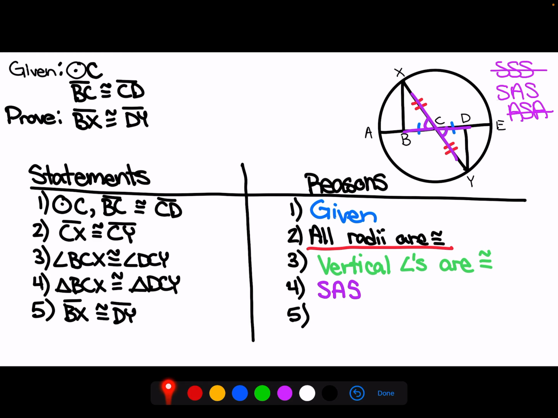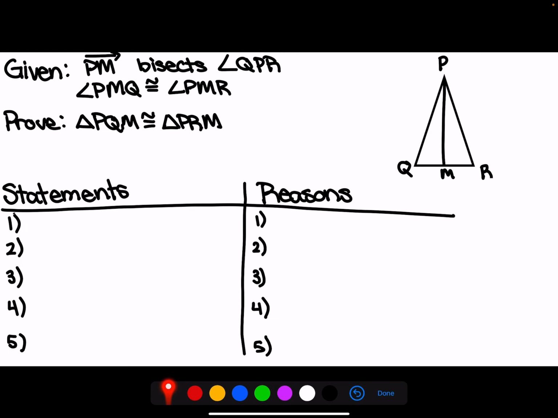Lastly, if the 2 triangles are congruent, then all the corresponding parts will also be congruent. So I can say that BX is congruent to DY by CPCTC. And with that, this proof is now finished. All right, let's go ahead and continue on to our final proof of the day.